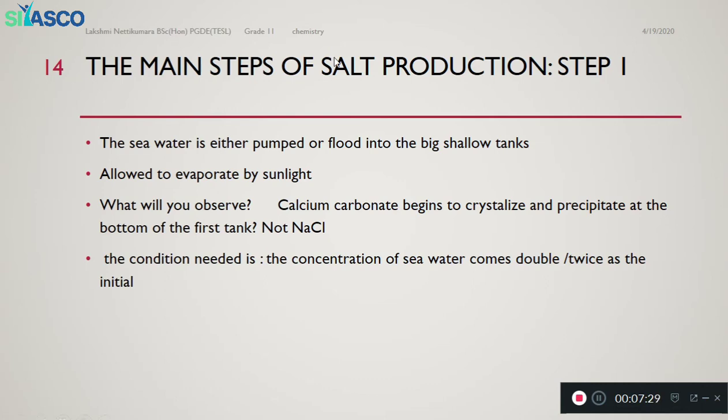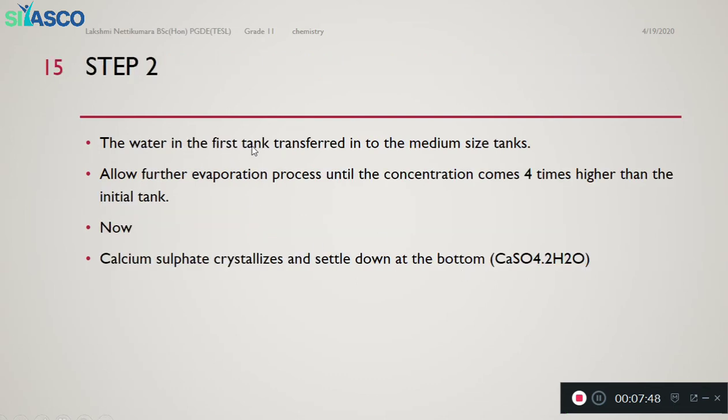At this point, calcium carbonate begins to crystallize and precipitate at the bottom of the first tank. Remember, this is not sodium chloride, it is calcium carbonate. Then what we should do, we have to remove the water in the first tank and transfer it into the medium-sized tank. There we allow further evaporation until the concentration becomes 4 times higher than the initial concentration.